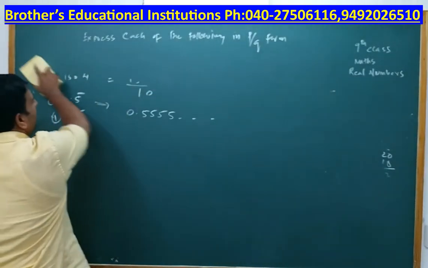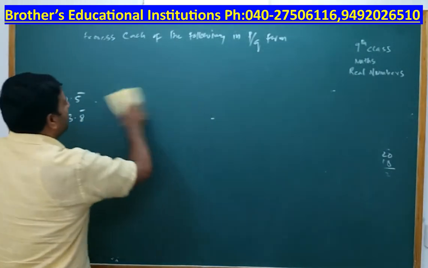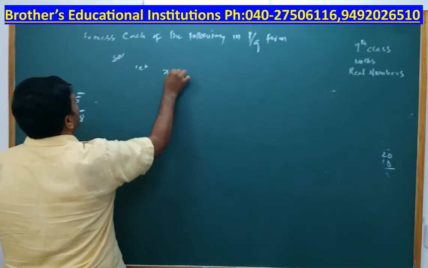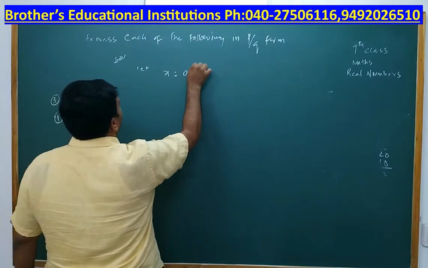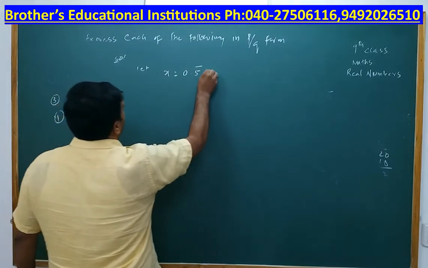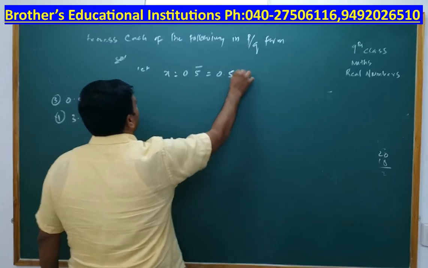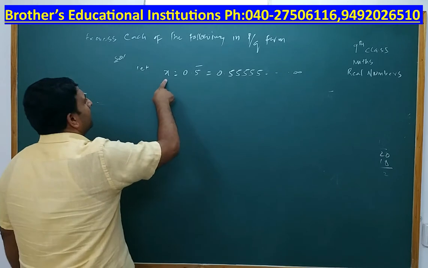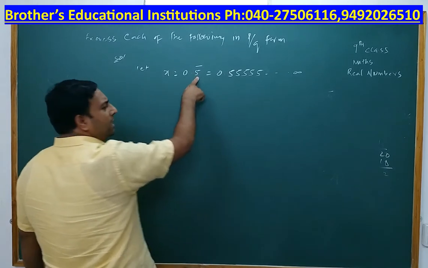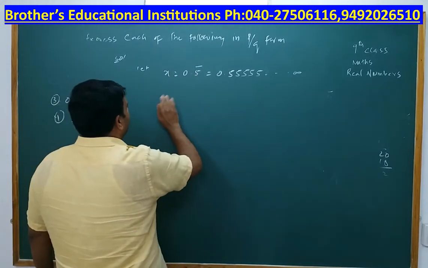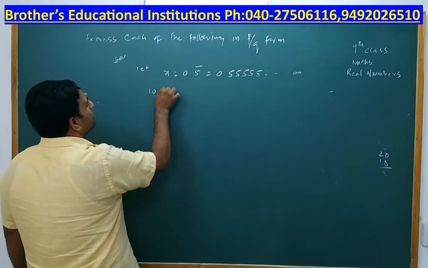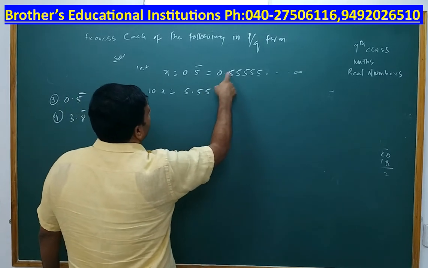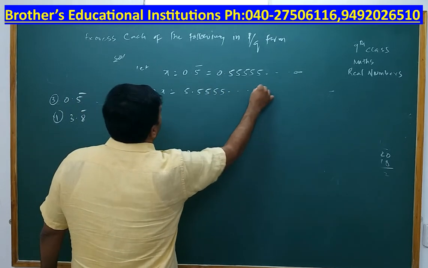Now please have a look. Now how do I proceed with this problem? I am going to first take, let x is equal to 0.5 bar. Now what is 0.5 bar? Nothing but equal to 0.555 and so on till infinity. Right. Now what I am going to do is, because only one digit is being repeated, I will multiply both sides by 10. So 10x will be equal to 5.5. This point will move this side. 5.55 and so on till infinity.